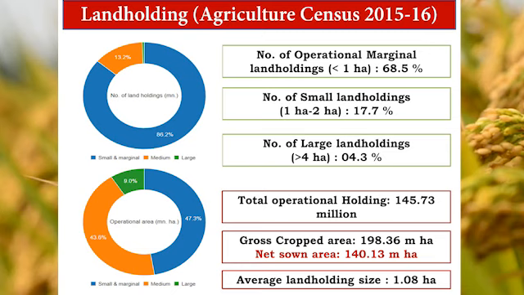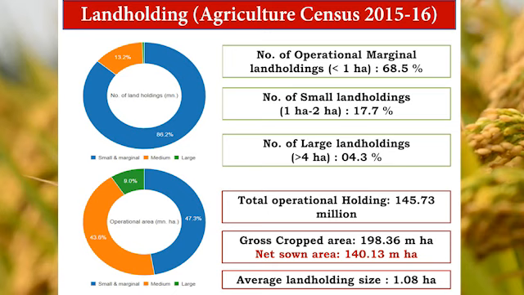Now when we convert it into area, then the gross cropped area of our country is 198.36 million hectare and the net sown area which is being repetitively asked in examinations is 140.13 million hectare. It has reduced. Now average landholding size of our country is 1.08 hectares. That's why we always try to develop that type of technologies which can operate in small landholding size also.